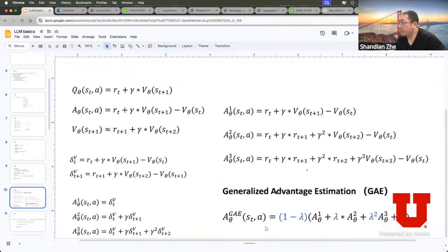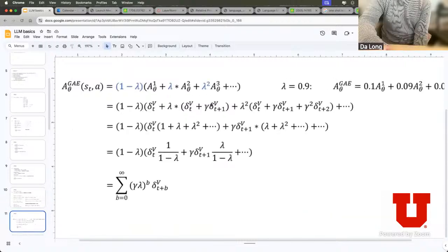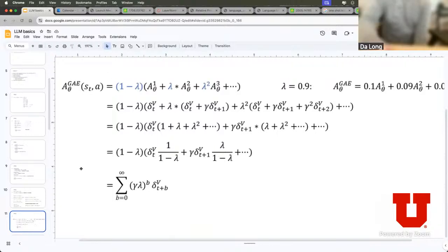Okay, and if we define sigma t this way, then we can write down advantage 1, advantage 2, advantage 3 using the sigma. This is just for getting the generalized advantage estimation. If you plug in the sigma, you get the advantage on the state and action, which is a summation over the sigma, and this is the coefficient.